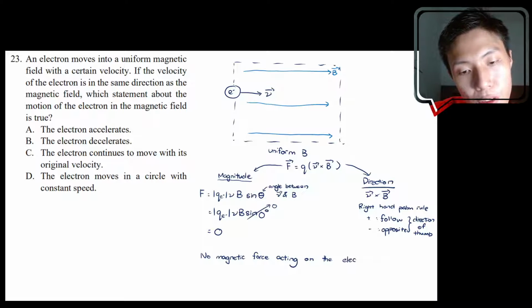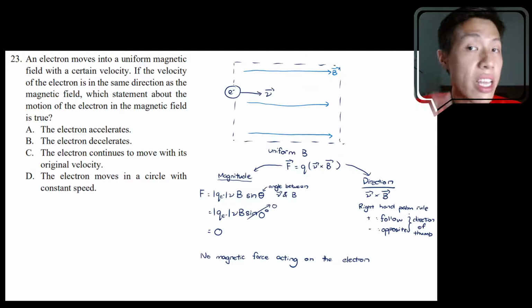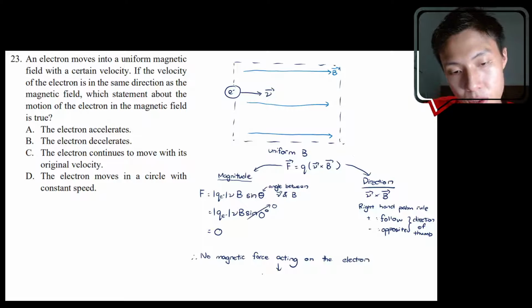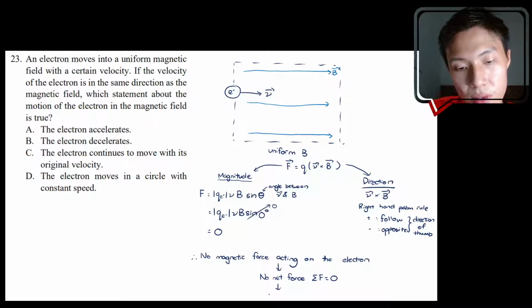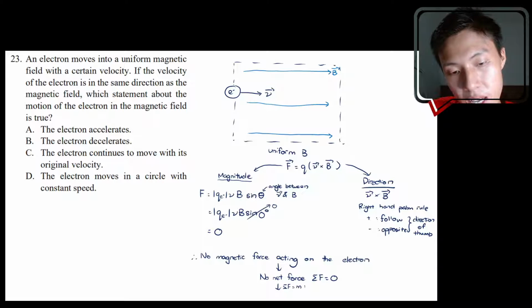Okay, if we have no magnetic force acting on an electron, and in this situation they don't mention any other kind of forces, so we can come to the conclusion that there is no net force here. Sum of F is equal to 0 because there's no other force and there's no magnetic force as well. So in this case, using sum of F equals ma, you can say that the acceleration is equal to 0.